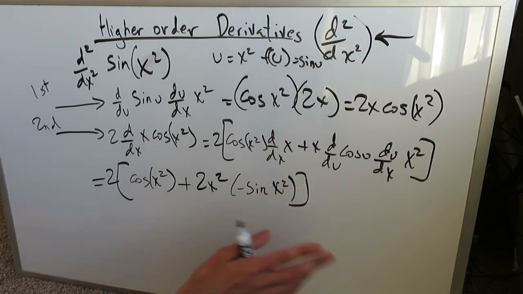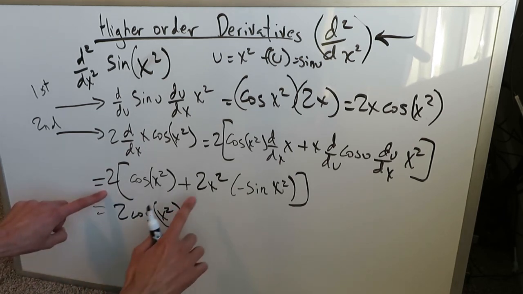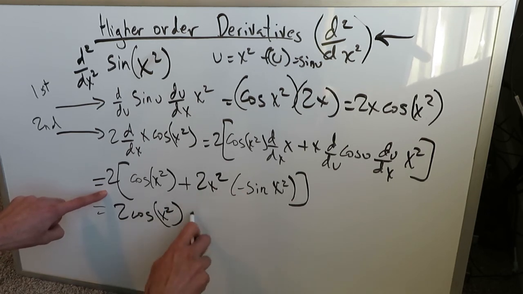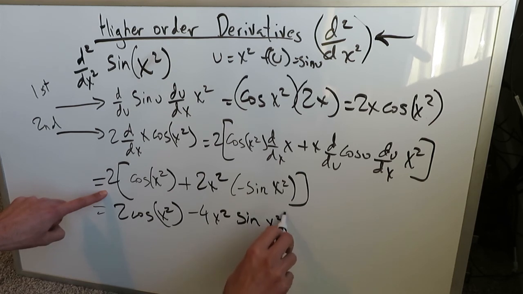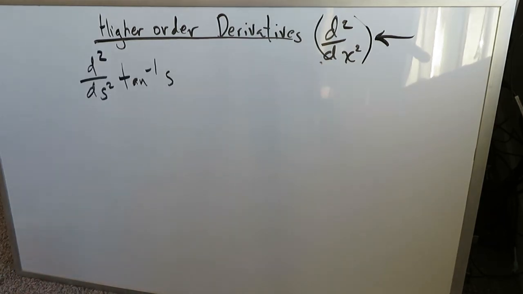All we gotta do is marry things together. We have a 2 cosine x squared when we open up the parentheses. 2 times this 2 and a minus is a minus 4x squared sine x squared, and we're done. This here represents our second order derivative, a rate of change of a rate of change. So as promised, this is our last question.